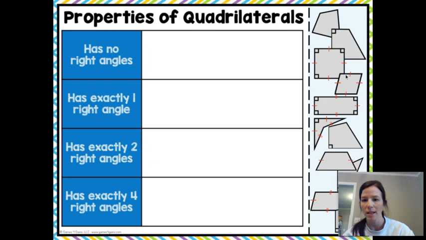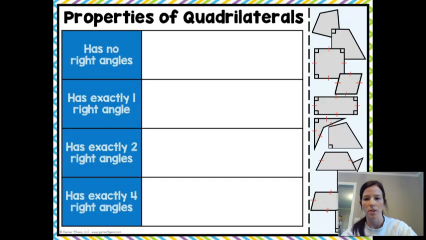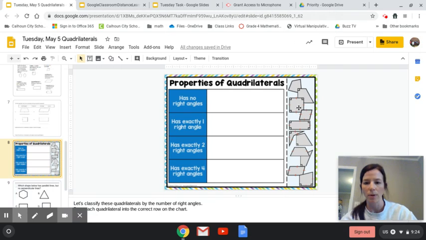So for example, I'm going to click this one right here. This I know has four right angles and equal sides. So that's definitely a square. So I'm going to put that in the has exactly four right angle category. So there should not be any shapes left over right here. They should all find a home. And you'll have more of these on your tasks.